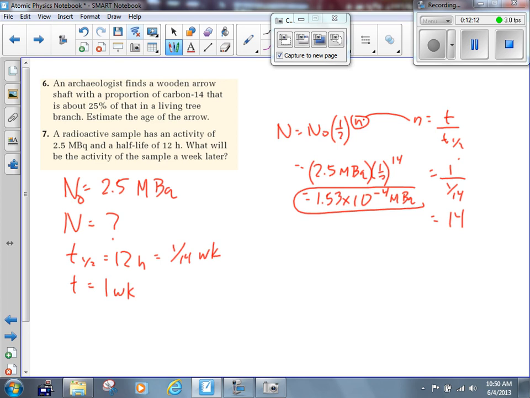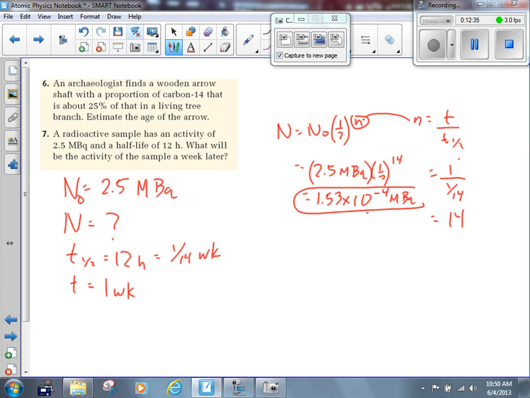So in the end, 1.53 times 10 to the negative 4 seems entirely reasonable. Look, you read this question, you see this MBQ. Don't worry about that. If it's a unit you don't recognize and it's a half-life problem, you know it's not time. Or you know it's not t. So if it's not t, then it's probably going to be either n or n sub 0.